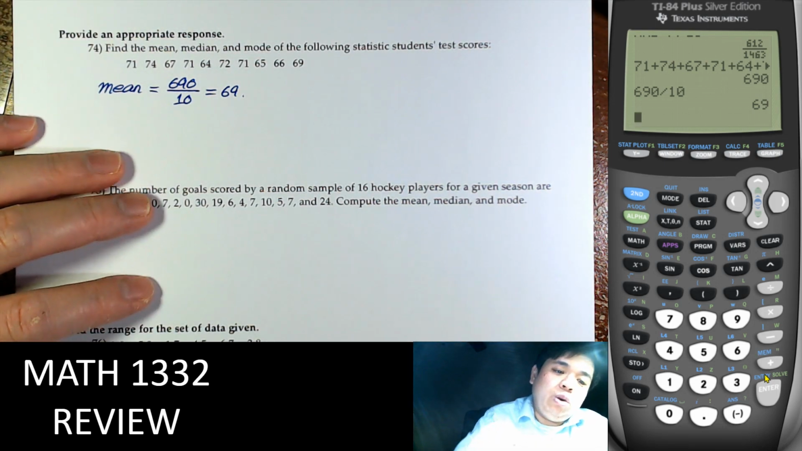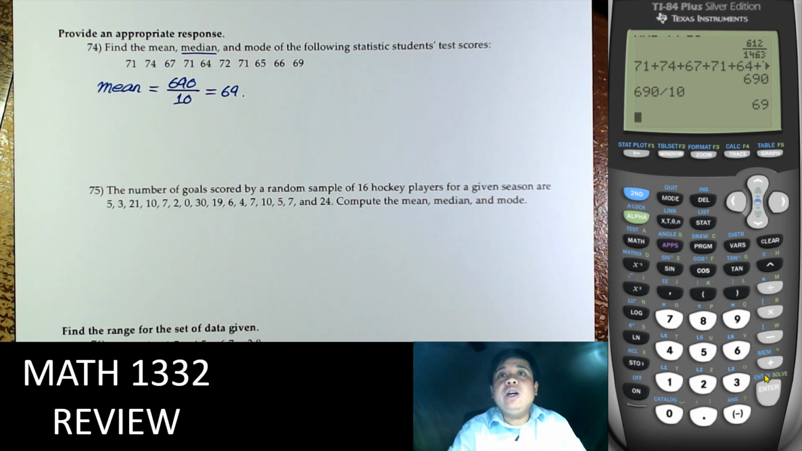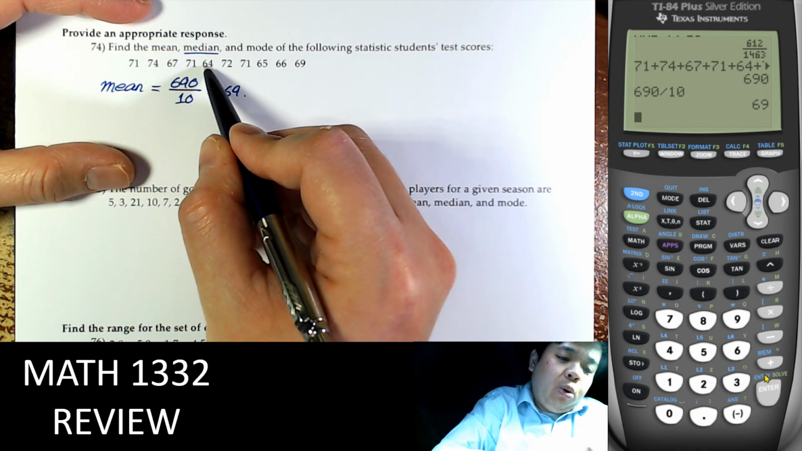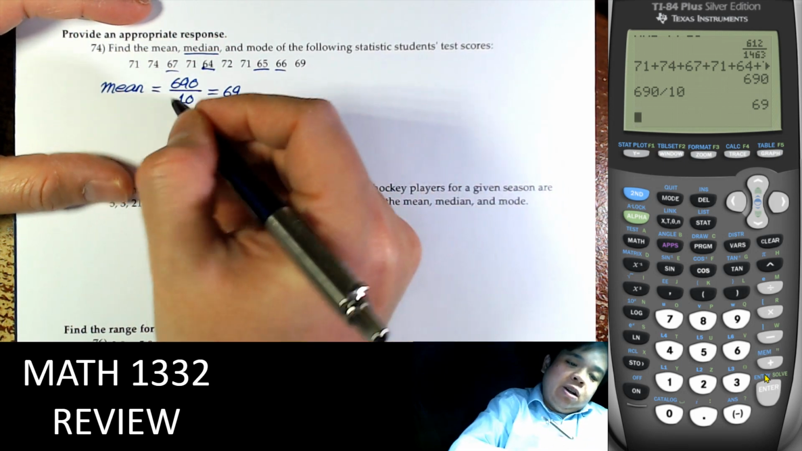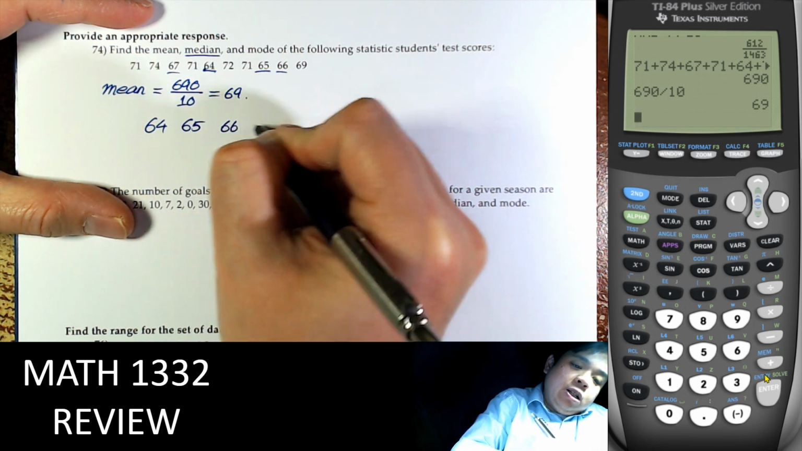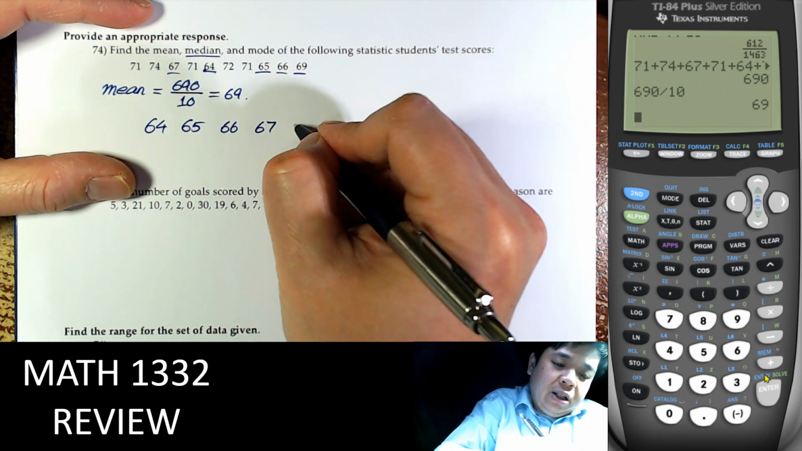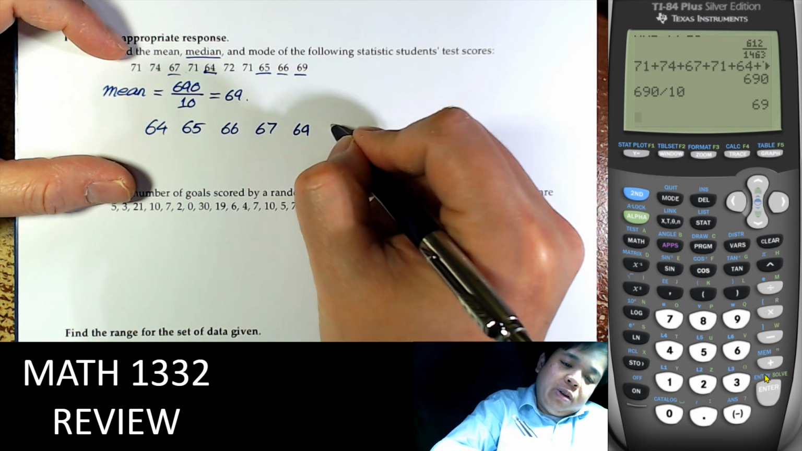Next, we find the median. The median is in the middle, so we have to rearrange them. So we can pick the one in the middle, right? So 64 is the lowest. Then 65, 66, 67, and then 69. And then 71, 71, 71, so 3 of them.